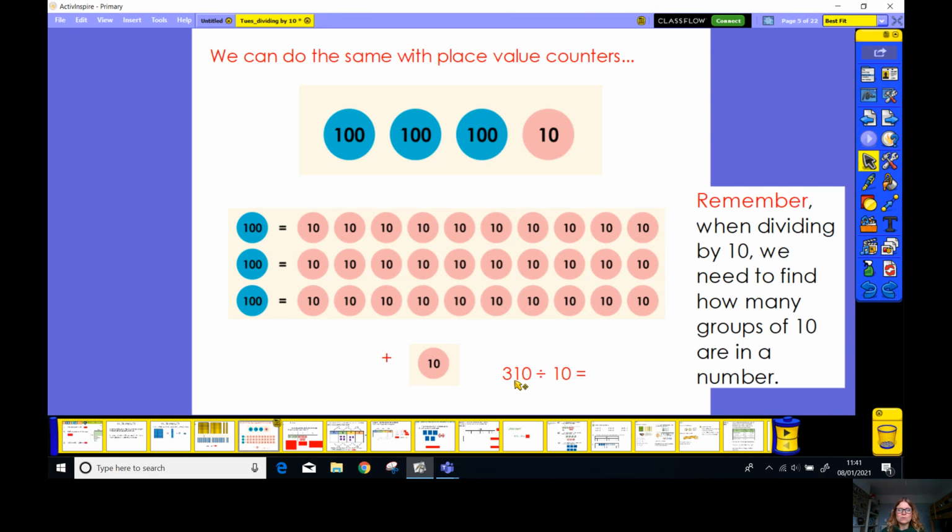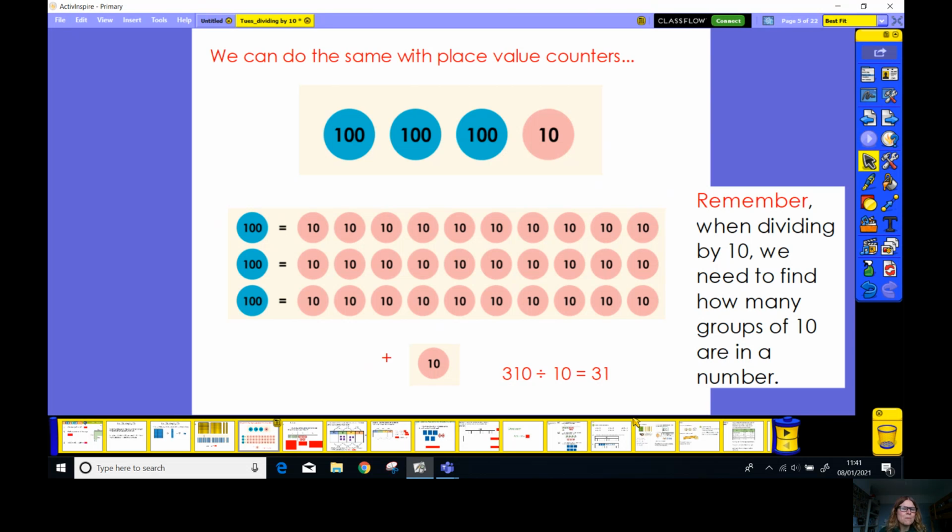So if we had the calculation, it would look like this: 310 divided by 10, which would equal, well, why don't you have a go at that first? Well done. 310 divided by 10 is 31. Do you notice what's happening now?